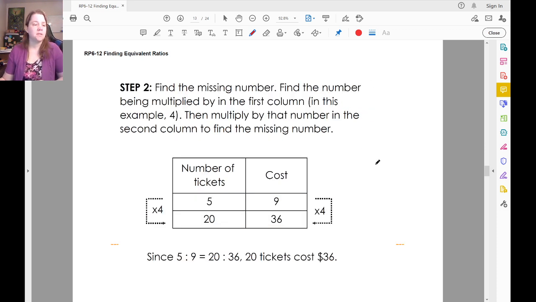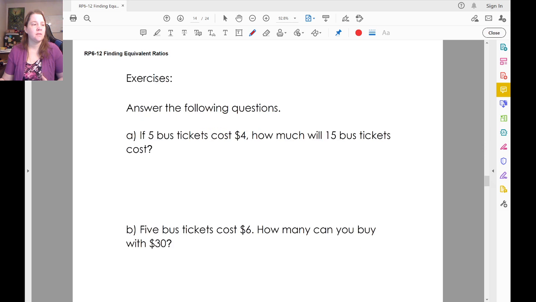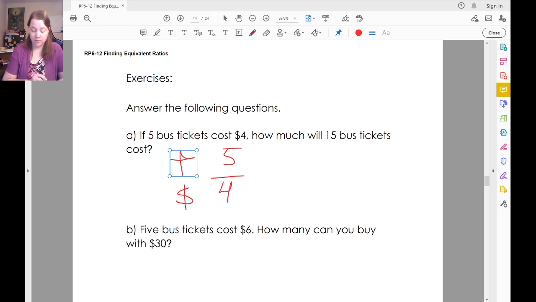They're going to walk you through the same thing that we just did, but in a different way. Feel free to read over this if you like. So if 5 bus tickets cost $4, how much will 15 bus tickets cost? Go ahead and set this up on your own, and then we'll talk about it when you come back. Welcome back. So we're talking about tickets to dollars. 5 tickets cost $4. How much will 15 tickets cost?